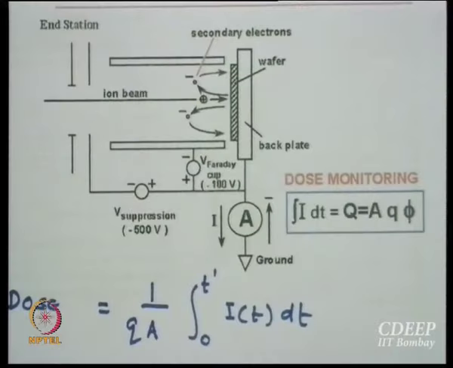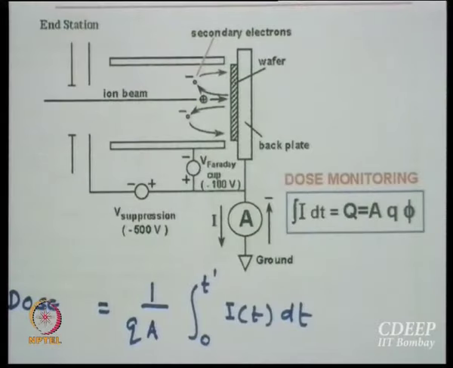QA is fixed, because you know the area where the beam will strike, how much area, and you also know this integrator will integrate I dt. I is charge per unit time, is that correct? So this is the net charge received, is that correct? This is the net charge received, per unit area, of course. Is that correct? Ions will give only charge. What is monitored is current. So this is how we are involved.